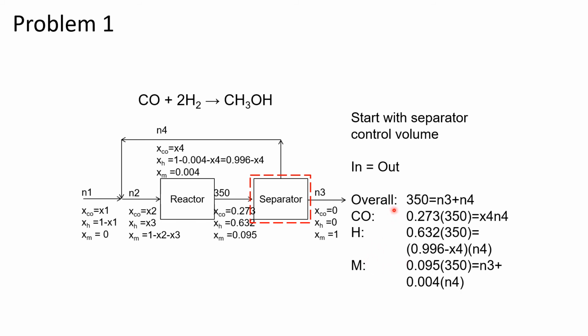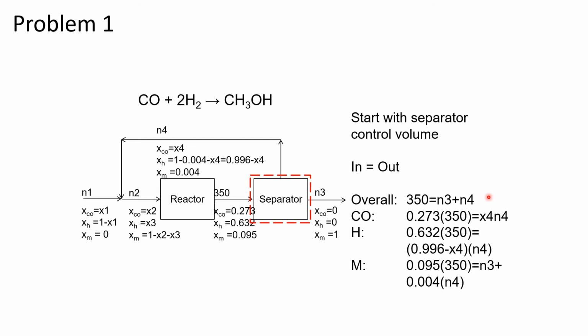So overall, what comes in is the 350 from the reactor. That's equal to N3 plus N4, the total amount that comes out. If we look at CO, CO enters in the reactor effluent. The amount of CO is the fraction of that stream which is CO, 0.273, times the flow rate of that stream, 350. Just to remind you, to calculate the flow of a species, we're going to take the fraction from below the arrow and multiply by the amount above. We'll set that equal to the amount of CO that exits in these 2 streams. There's none in this stream, which is pure methanol. The amount of CO in this recycle stream is going to be X4 times N4.